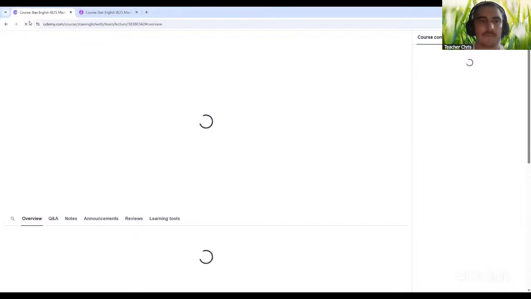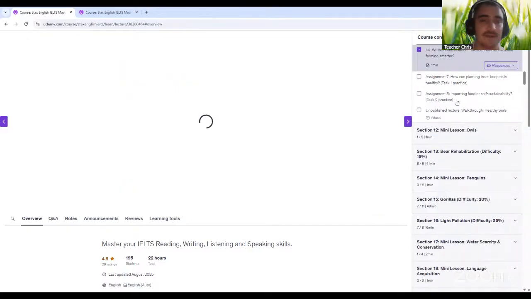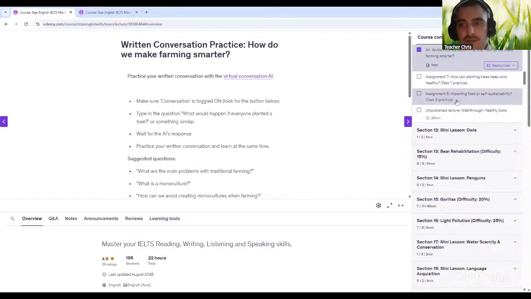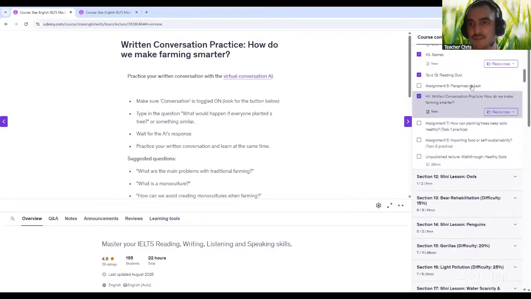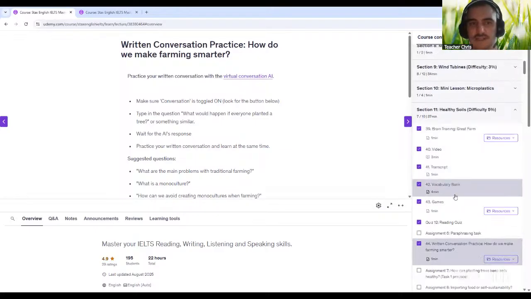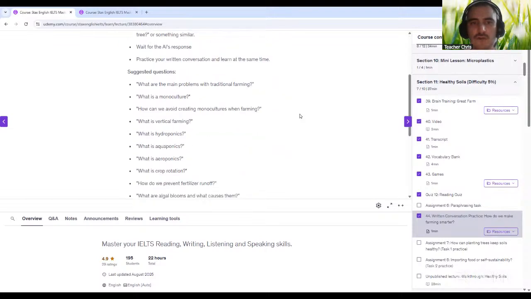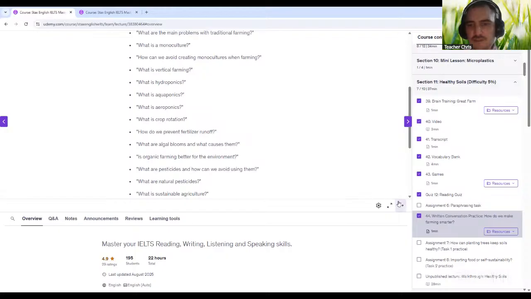So it's always useful to have practiced talking about the environment, and it's also very good to have a good base knowledge of the vocabulary related to the environment. So we can learn that through this section, and also some of the other sections like wind turbines, the benefits of trees, and various other ones. Okay, so let's have a look at some of these suggested questions just now.